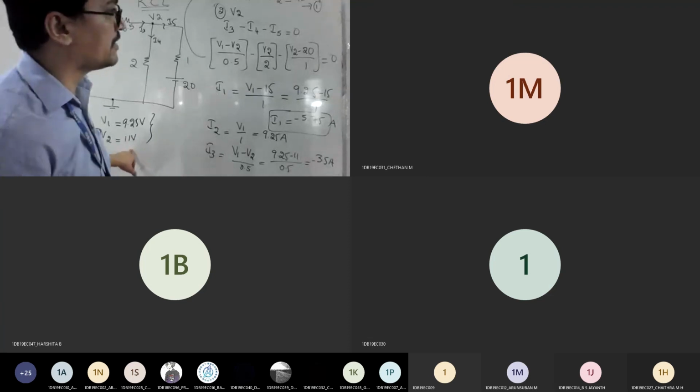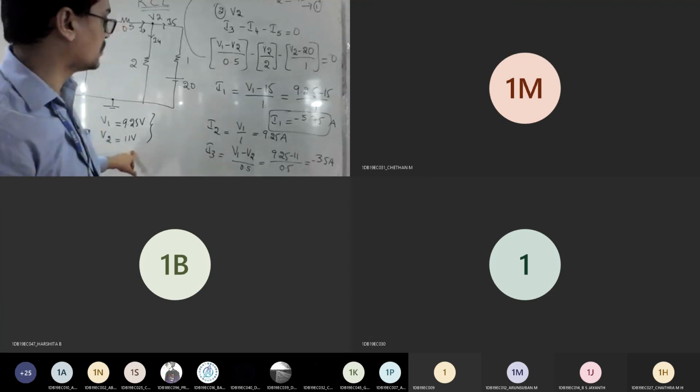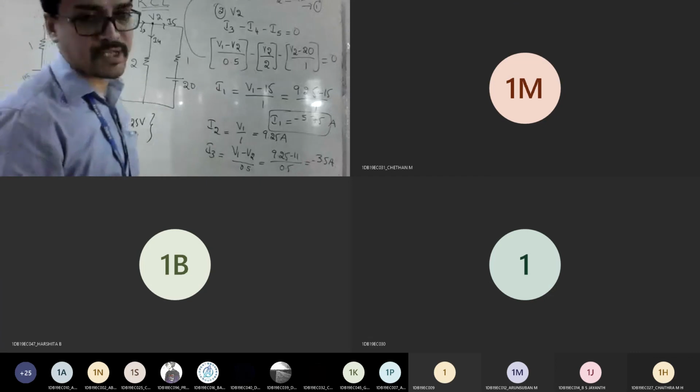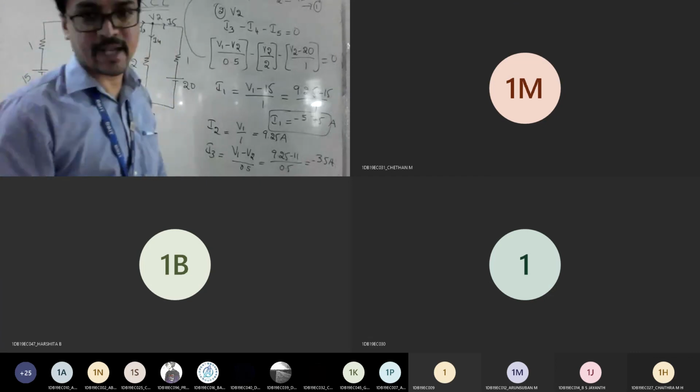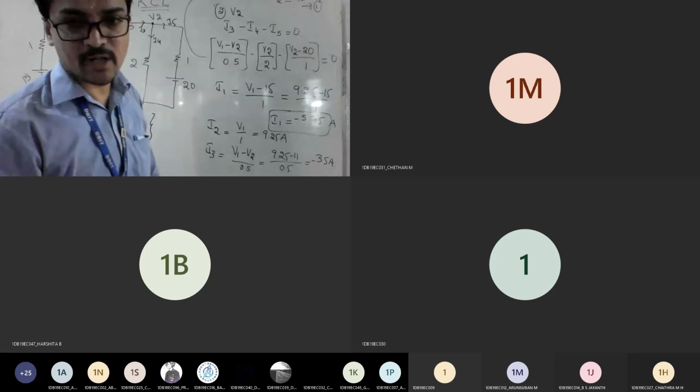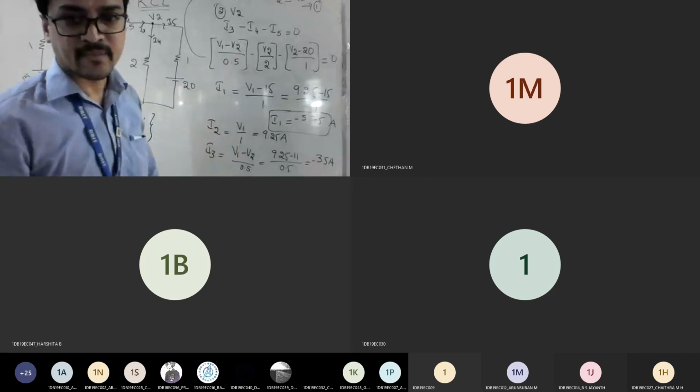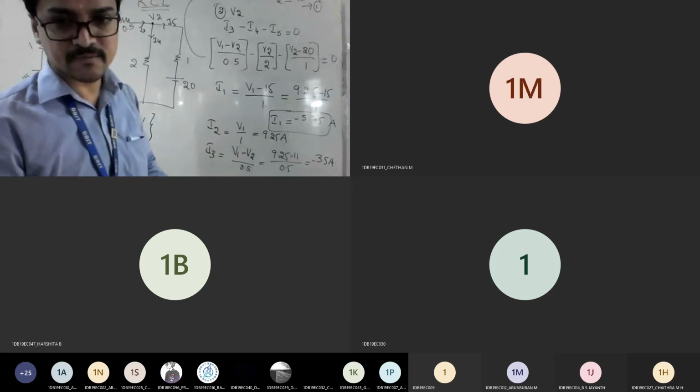I4 is 5.5. And what about I5? V2 minus 20. So V2 is 11 minus 20, nothing but minus 9. Again, I5 current should also be entering. So I hope everyone understood the logic of this.